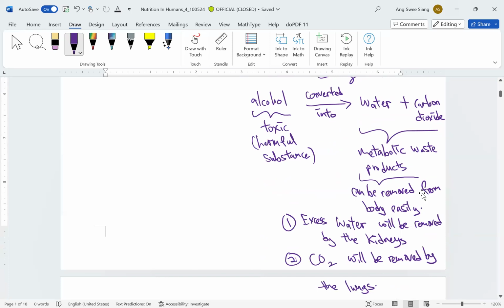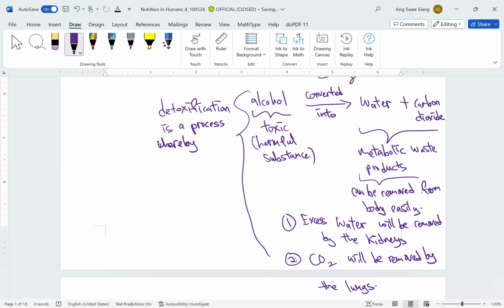So I have described to you what is detoxification. To sum up, if you are being asked what is detoxification, bare minimum, you must tell me detoxification is a process whereby toxic, harmful substances are converted into harmless substances for removal.